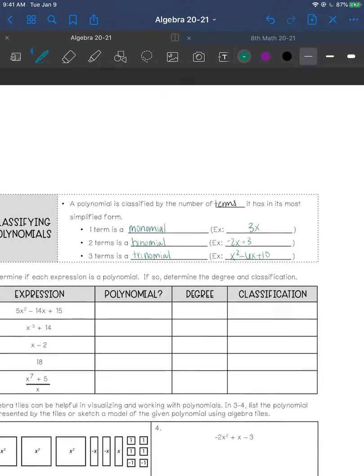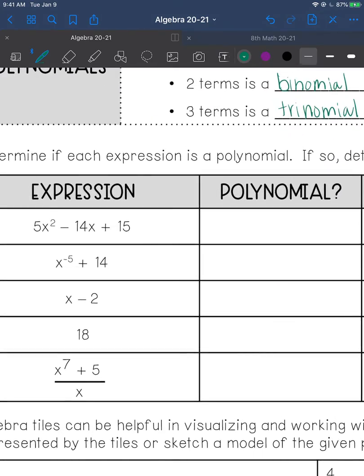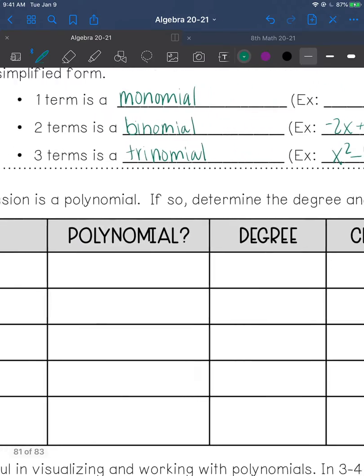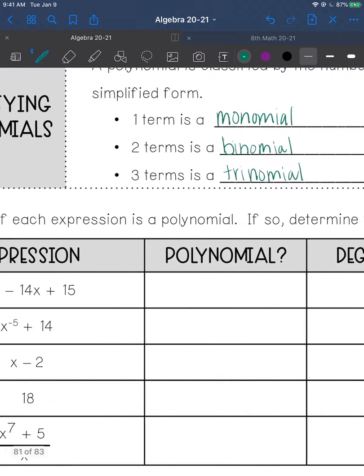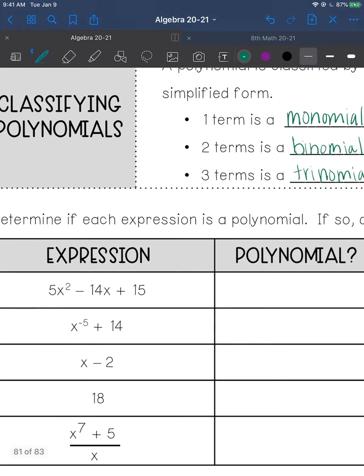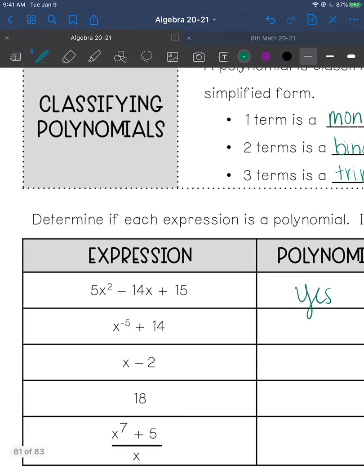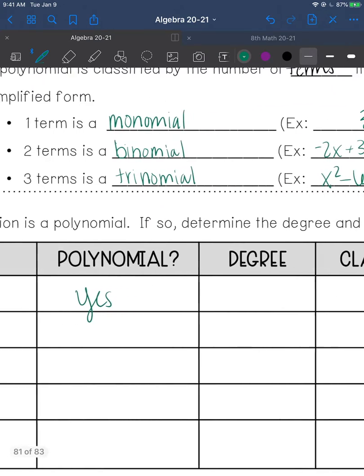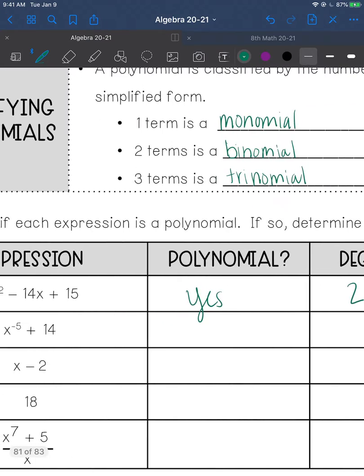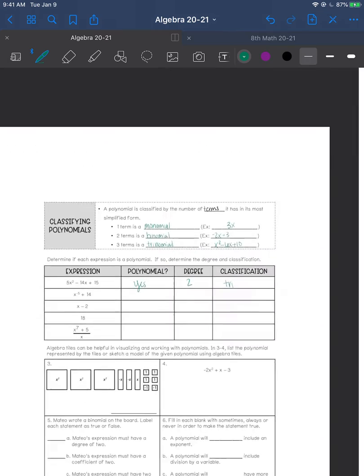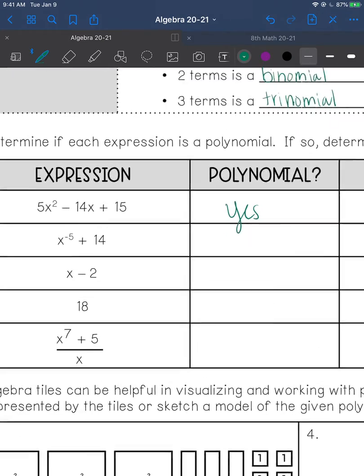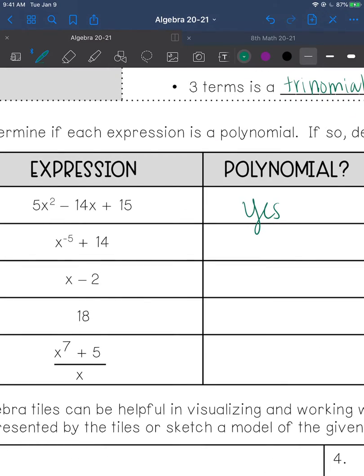Okay, so let's look at the table. Looking at the first, we're going to determine if it's a polynomial or not, what the degree is, and we're going to classify it. So, looking at the first one, 5x squared minus 14x plus 15. Is that a polynomial? Yes. What is our degree? 2. What's its classification? Trinomial.